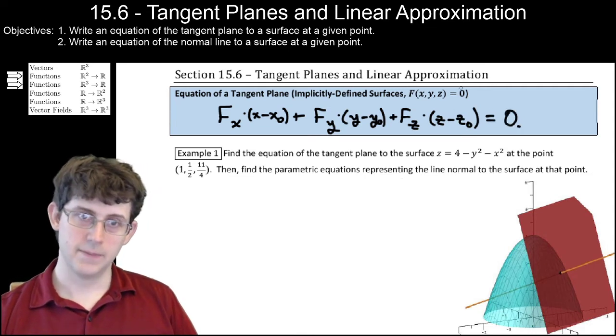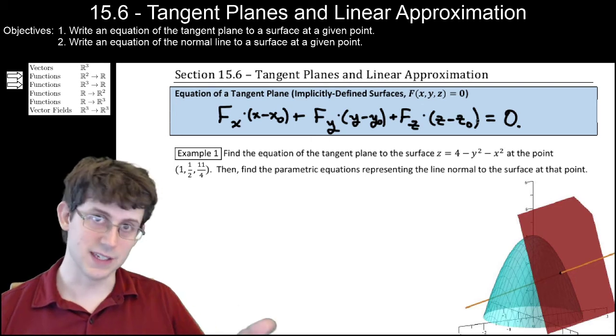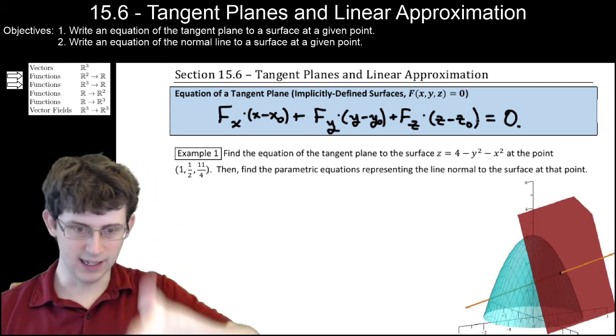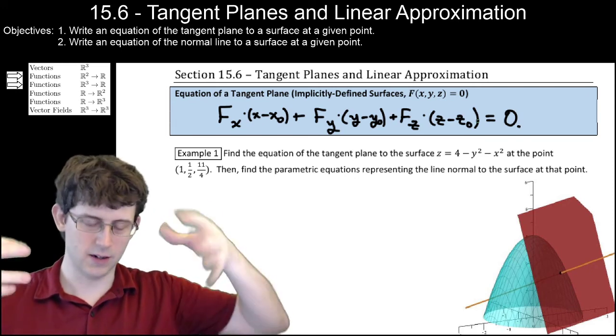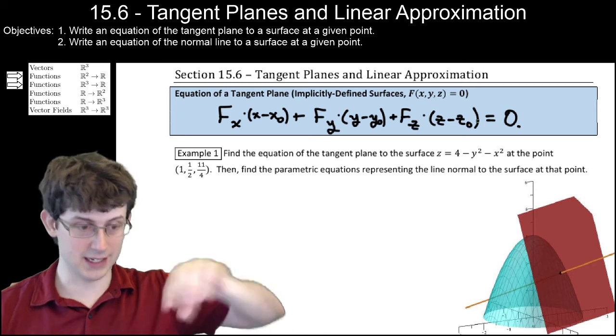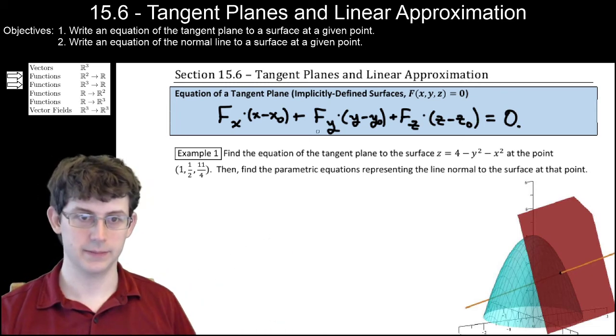So it depends how your surface is given. If your surface is z equals a function of 2 variables, you use the first form. If your surface is a function of 3 variables equals 0, then you use this form.